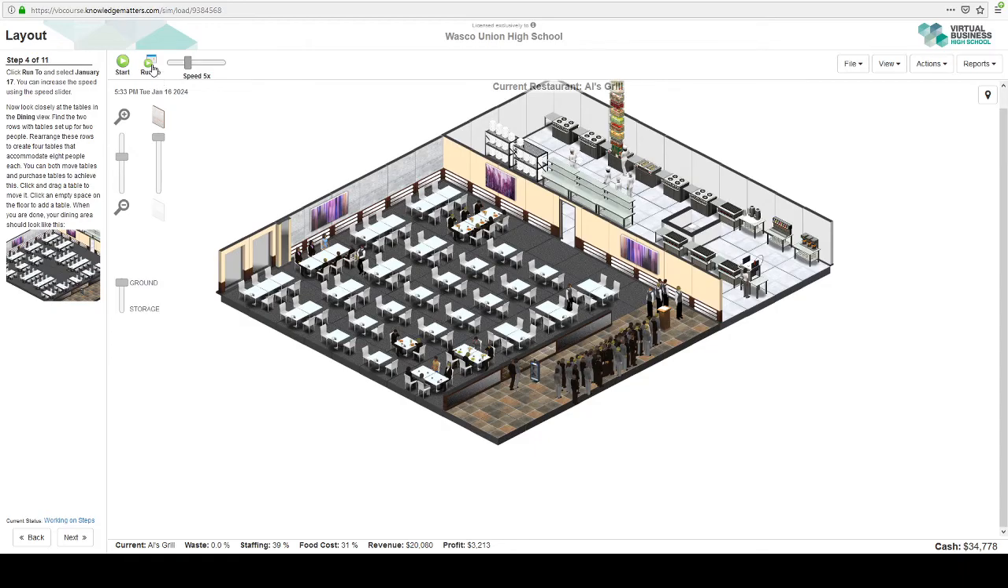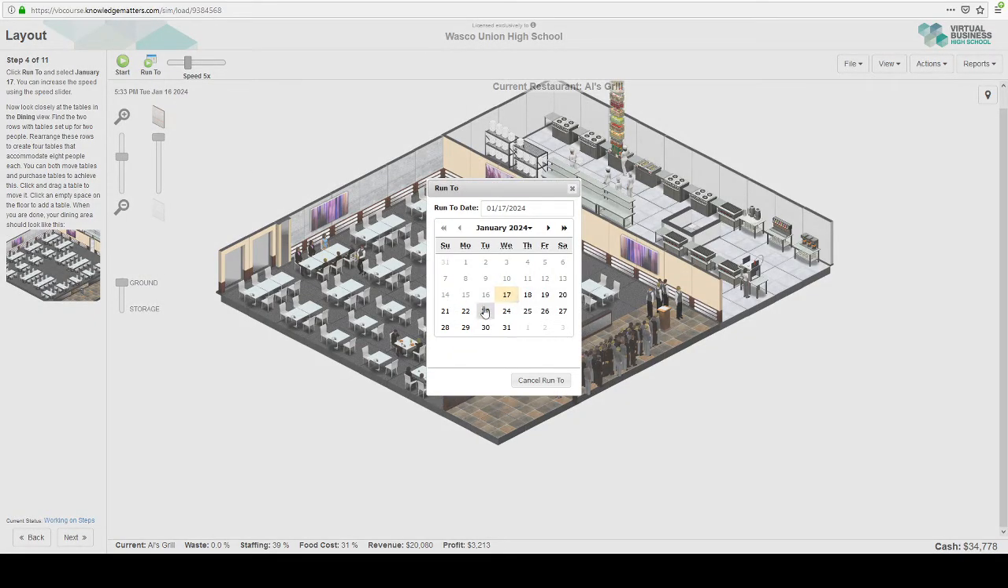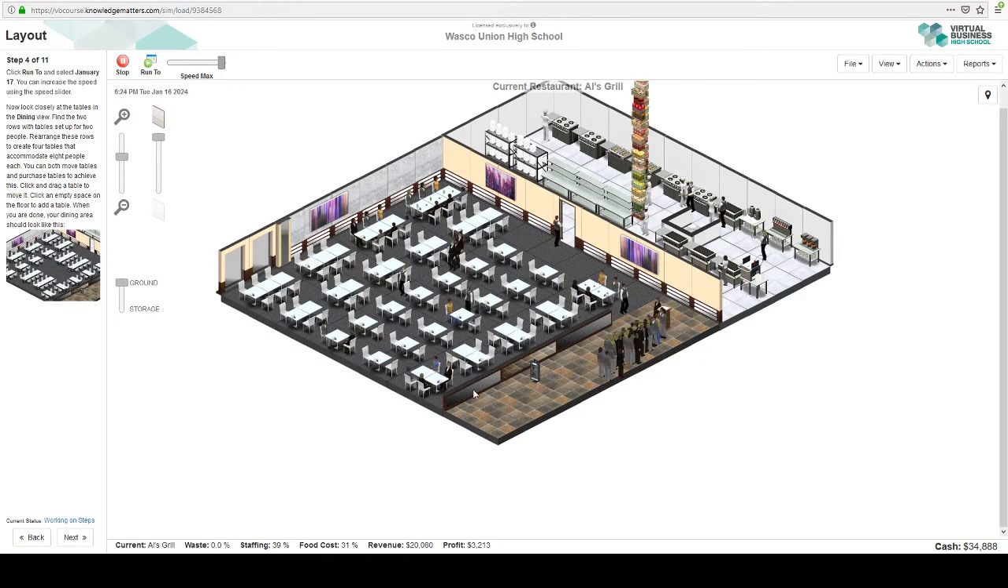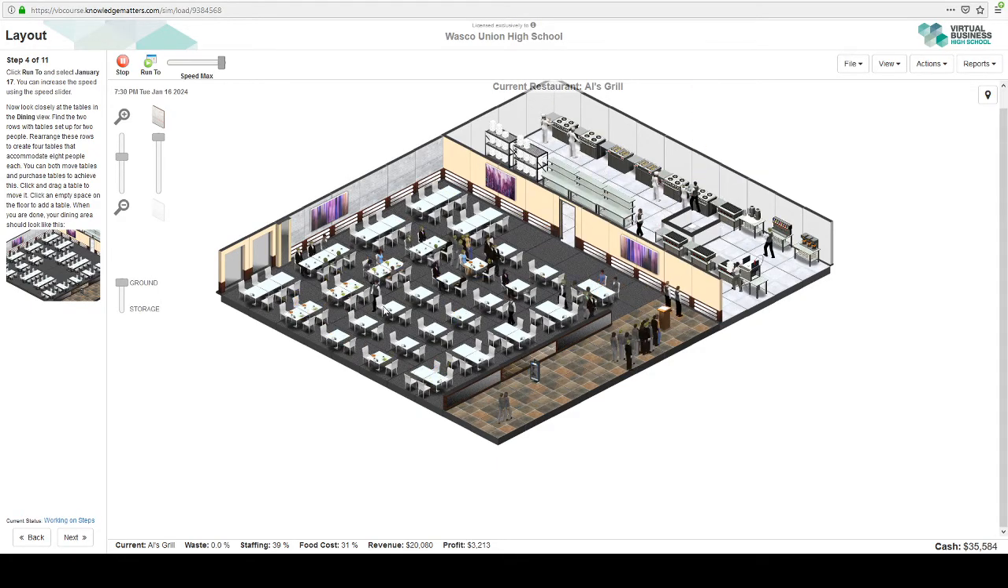Now we're going to run to January 17th. Okay, so just a day away. We can speed this up. Alright, it says look closely at the tables in the dining view. Find 2 rows with tables set up for 2 people. That's right here, 2 rows of tables set up for just 2 people. Rearrange these rows to create 4 tables that accommodate 8 people. And it should look like the picture here.